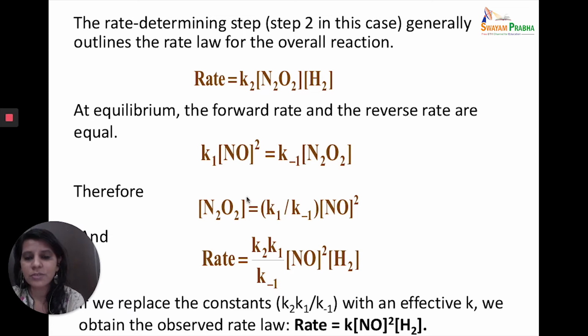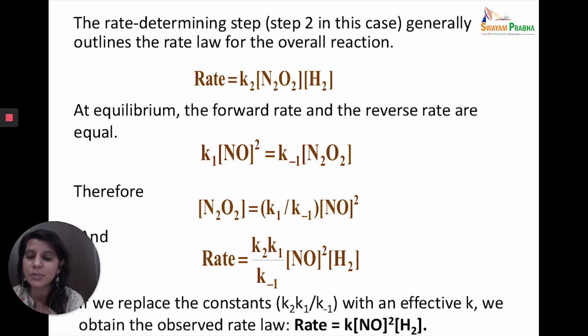This concentration of N2O2 can then be substituted in the rate law that we had proposed earlier, which was rate is equal to k2[N2O2][H2]. So I substitute the concentration of N2O2 and I get a rate law which has k as a combination of k2 k1 upon k-1. So I can use a simple k as representative of a combination of all these k, and therefore I get the rate law which is the same as the experimental rate law.